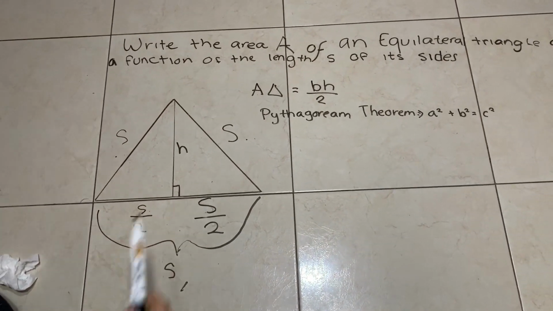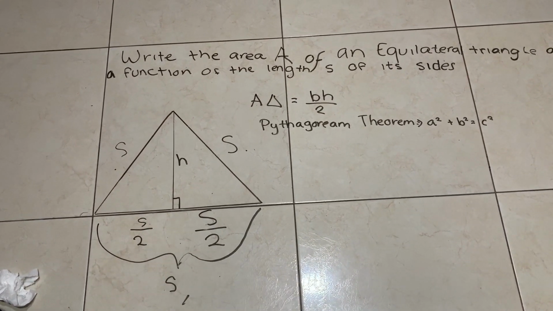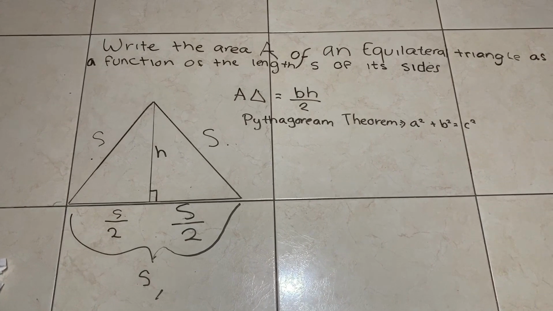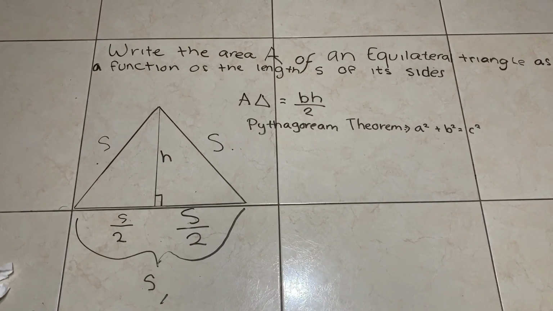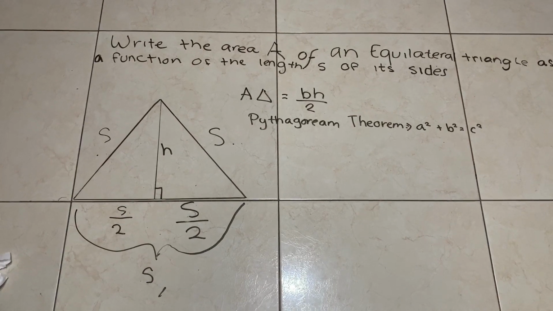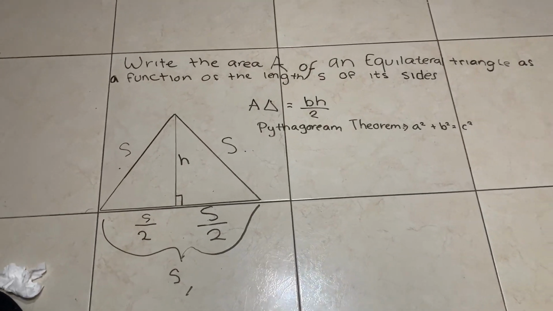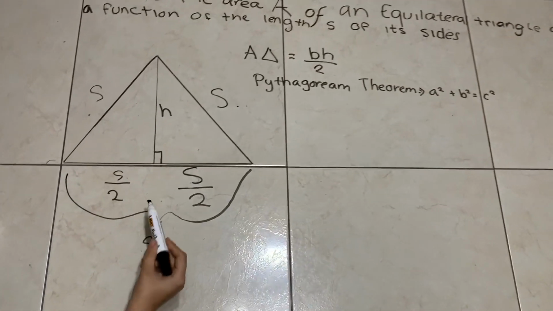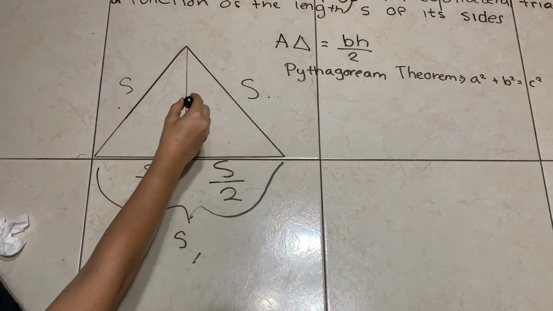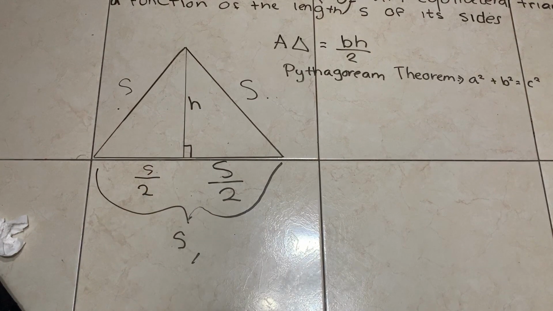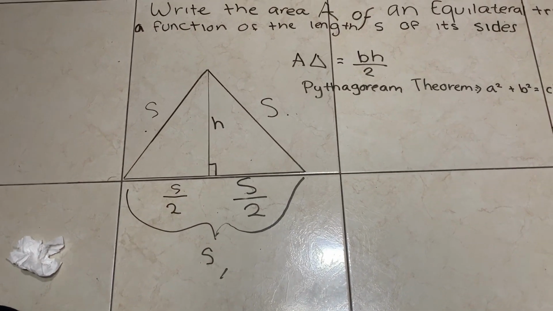Additionally, we know that the area of a triangle is base times height divided by 2. So we don't have the height, but we are able to have the base. So to be able to have the height, we gotta use the Pythagorean theorem. So we gotta use S over 2 because we divided to be able to get H. So it will become something like this.